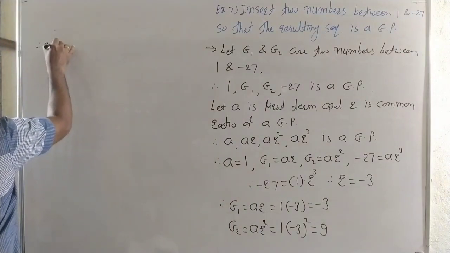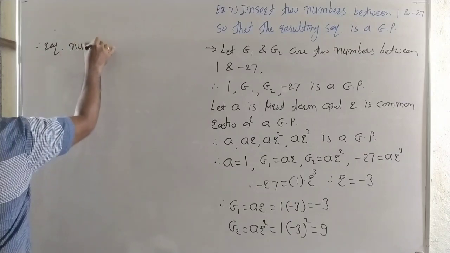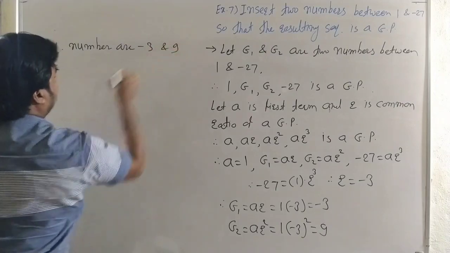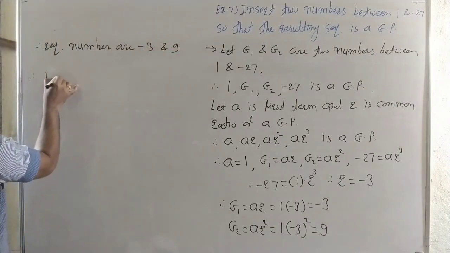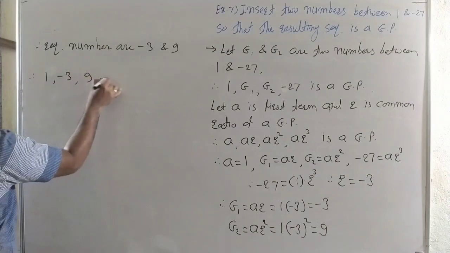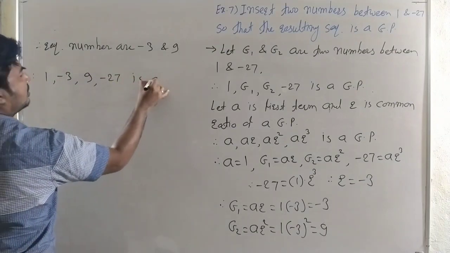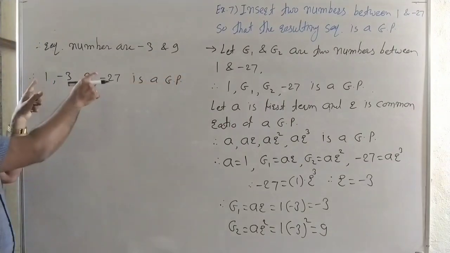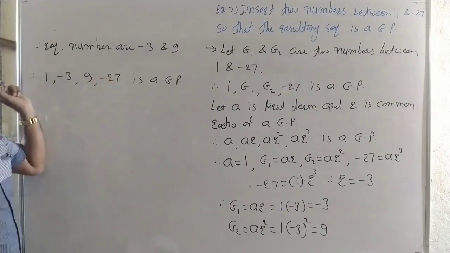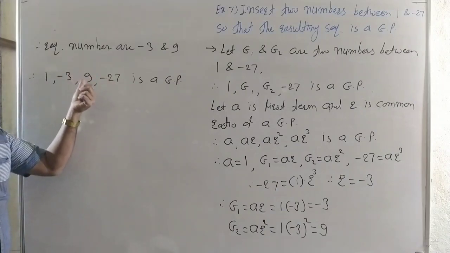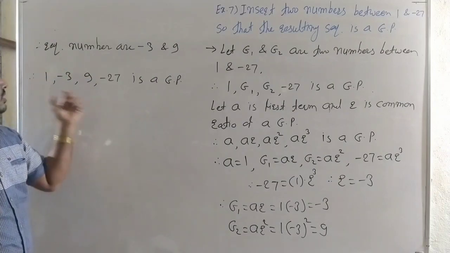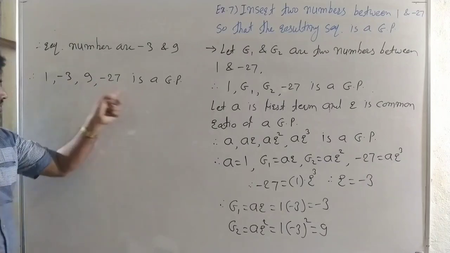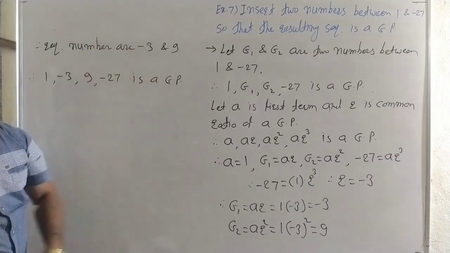Therefore the required numbers are minus 3 and 9, and therefore 1, minus 3, 9 and minus 27 is a geometric progression. Here we insert these two numbers between 1 and minus 27. Our answer is minus 3 and 9 are the two numbers which are inserted between 1 and minus 27. Then the resulting sequence is a geometric progression. See carefully this.